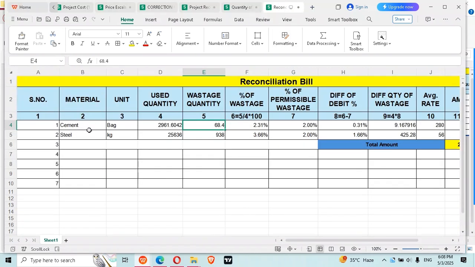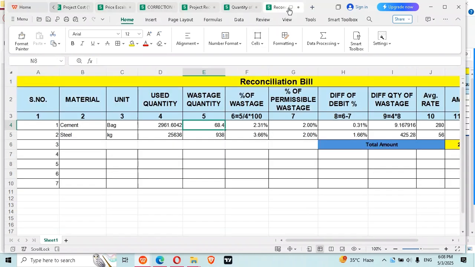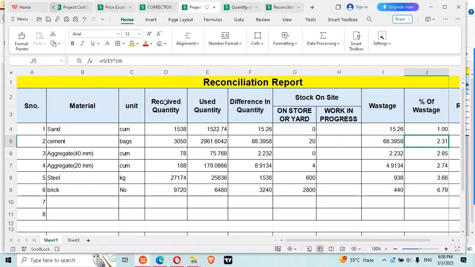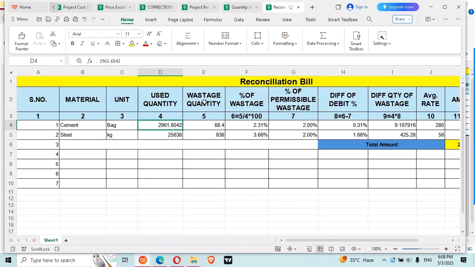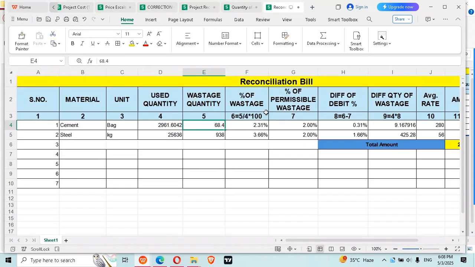First of all, I am writing the materials, like cement. This is our material: sand, cement, aggregate, steel, bricks, etc. For the first two, cement and steel, the unit is this one, and use quantity. As I told you, you can get the use quantity and receive quantity from this place, or from the reconciliation report we already have. Wastage of the quantity you can get from the reconciliation. This is the wastage of the material, 15.26 and 68.4, and for the steel as well.